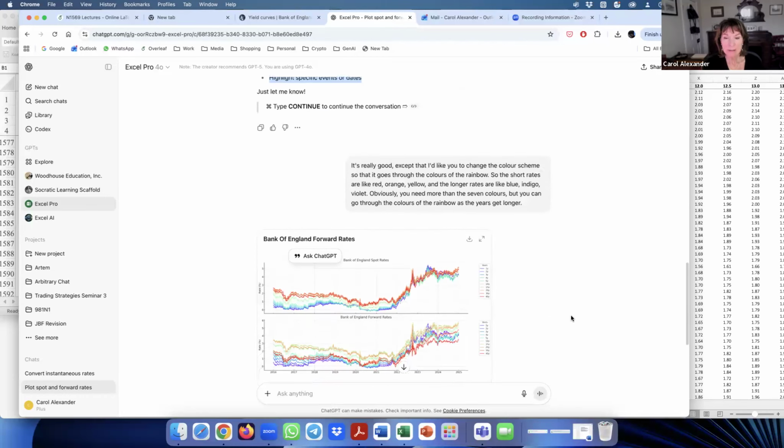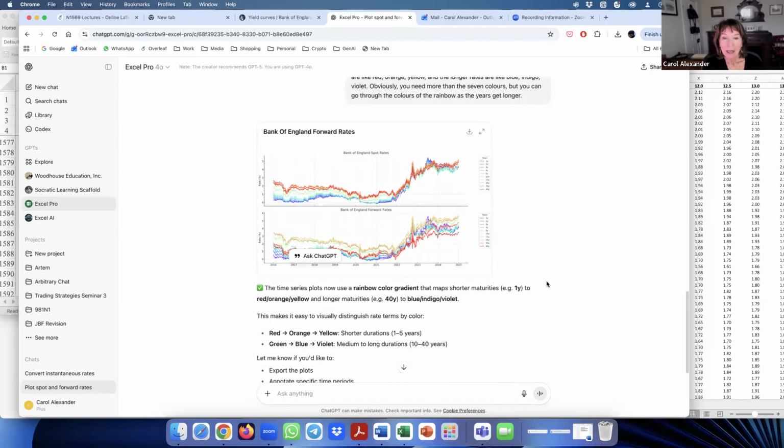Just said it's really good, except I'd like you to change the color scheme so that it goes through the colors of the rainbow. Short rates are like red, orange, yellow, and longer rates are like blue, indigo, and violet. Actually, they did it the wrong way around. It colored it so that the blue, indigo, violet ones were the short rates and the red, orange, yellow were the longer rates. Never mind, it's still good enough. So I just said, go through the colours of the rainbow as the years get longer. So maybe that's what it interpreted. Anyway, so it produced this very nice plot just in a couple of minutes, which I could put into my slides.